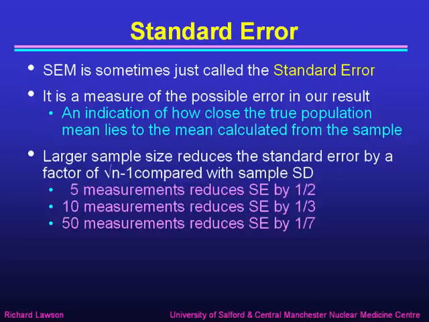As we've seen, taking a larger sample size will reduce the standard error by a factor of 1 over root n minus 1 compared with the sample standard deviation. So for example, for 5 measurements where n is 5, that gives a factor of 1 over square root of 4, which is a half, so it reduces the standard error by a half. For 10 measurements we get a reduction by a factor of 1 over root 9, or a third, and for 50 measurements 1 over root 49, which is a seventh.